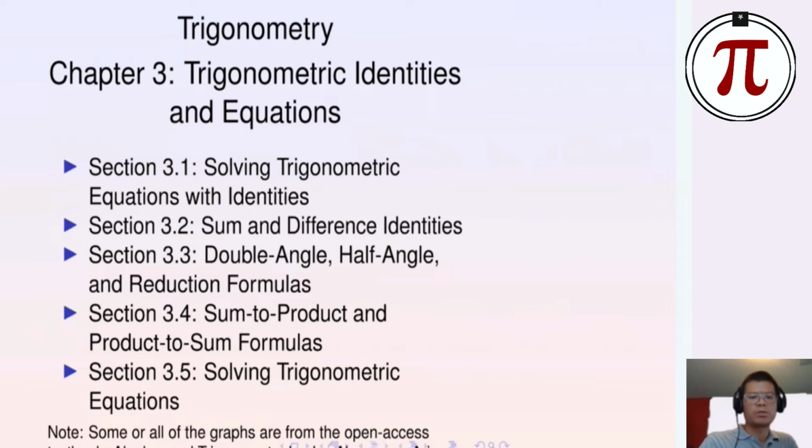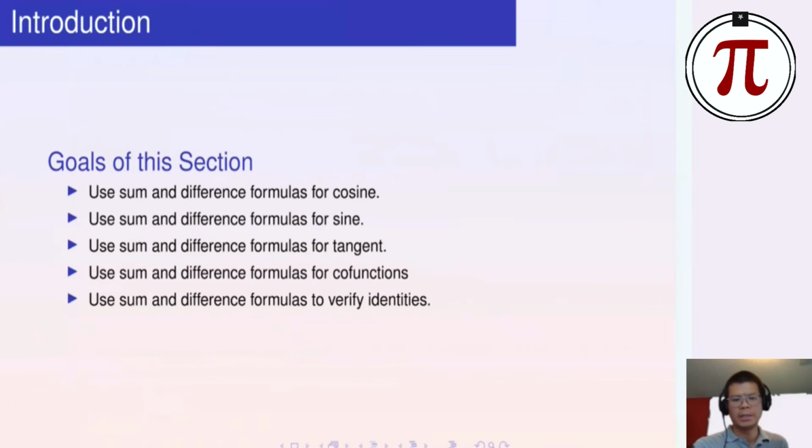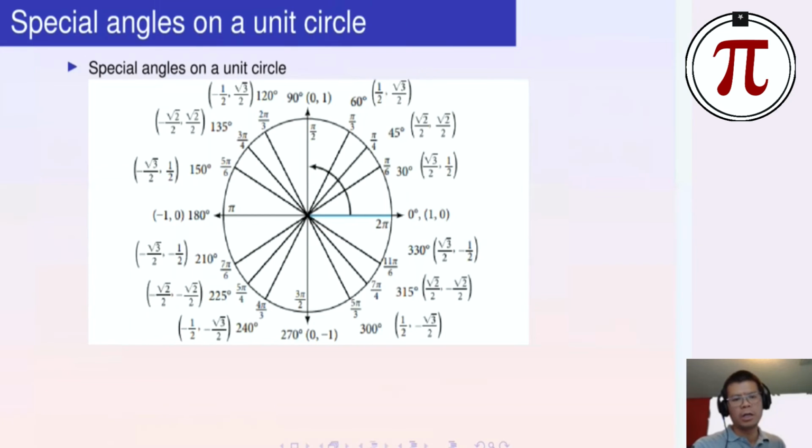Now let's move on to section 3.2. That's the sum and difference identities, especially for sine, cosine, and tangent. All right. So now here, this one is extremely important, because many examples will be just using these special angles on a unit circle. All right, we will use this. This is the same unit circle as the previous ones in chapter one. So you can see these are all special angles. They are multiples of pi over 6, pi over 4, or pi over 3, right? So they're all given here.